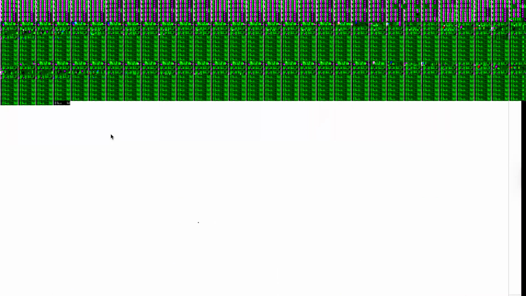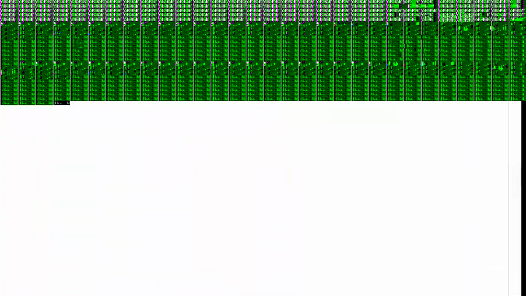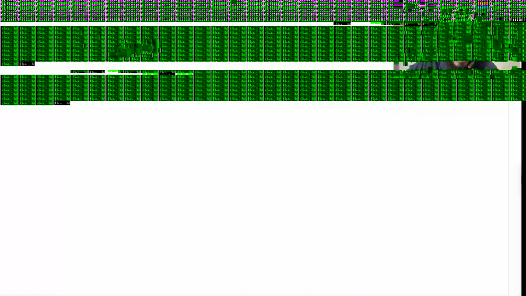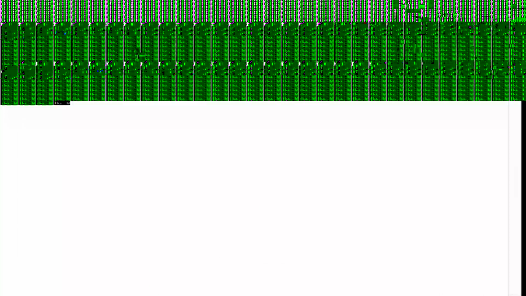To find the inverse of a function, we simply do the following.